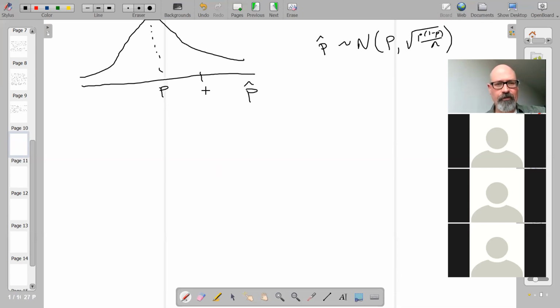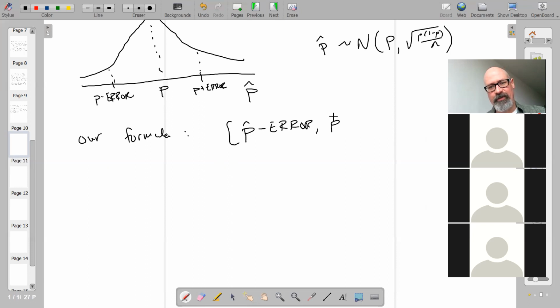I'm going to move 1 unit of error to the right and 1 unit of error to the left here in this diagram. And if you think about it for a minute, just to remind you, our formula for the interval is not P plus or minus error, it's P hat minus error and P hat plus error. But the error that you're talking about represents the same sort of numerical distance in here as it does here. If you think about it for a minute, you'll realize the following fact.